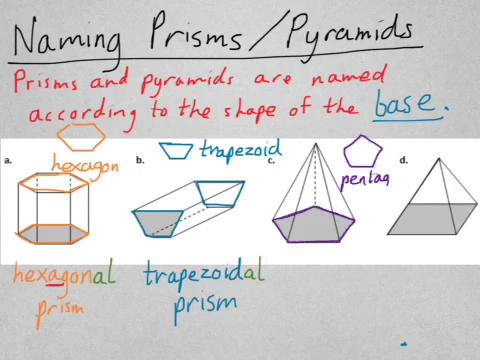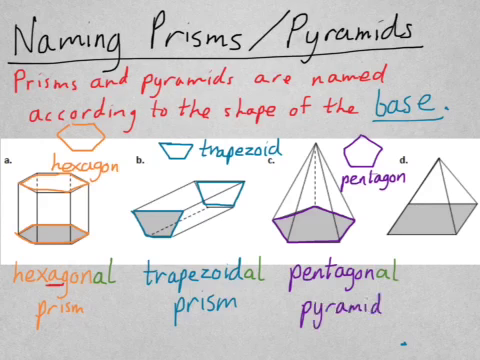Okay? The shape of the base is a pentagon. So we stick AL at the end of it. It would be pentagonal prism. Notice I had to change the way I said the A again. So pentagonal pyramid. Okay? Then on D, the base is a square.